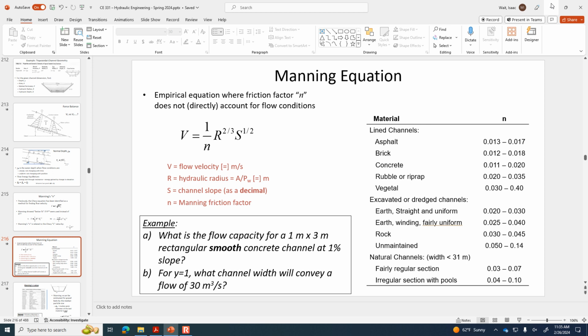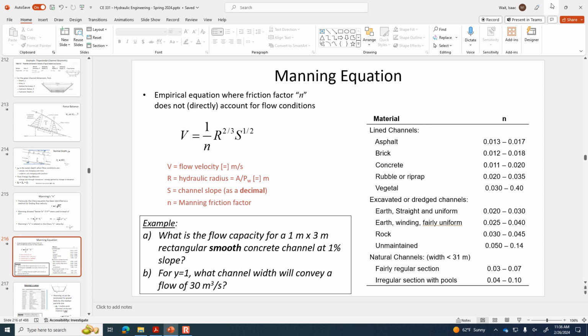All right, so to do that, I want to introduce that rather than solving for velocity, we'll just directly say Q is the area divided by n, the hydraulic radius to the 2/3, the slope to the 1/2. So Q is y times b divided by n. Hydraulic radius is the area, y times b, divided by the wetted perimeter, which is 2y plus b, to the 2/3 power, and then the slope to the 1/2 power.